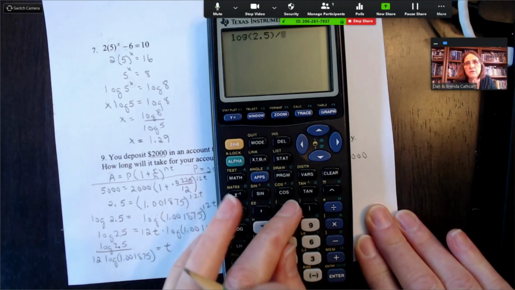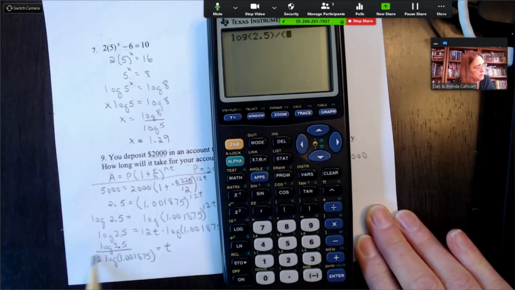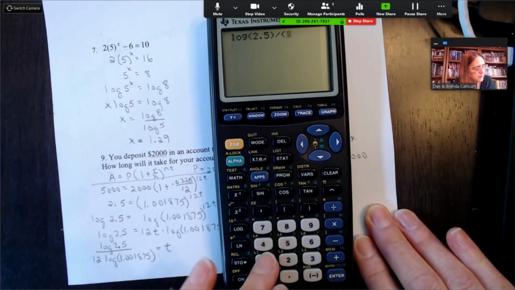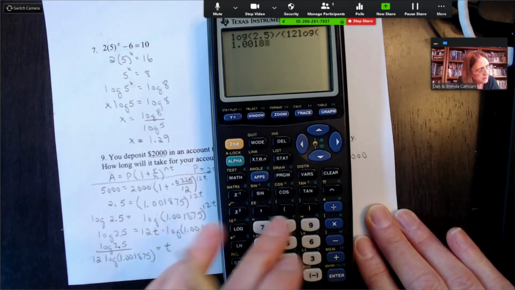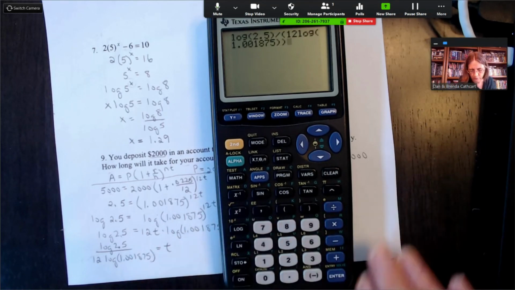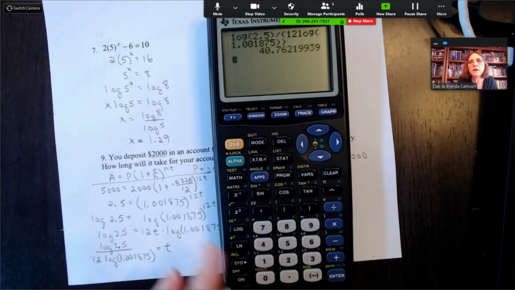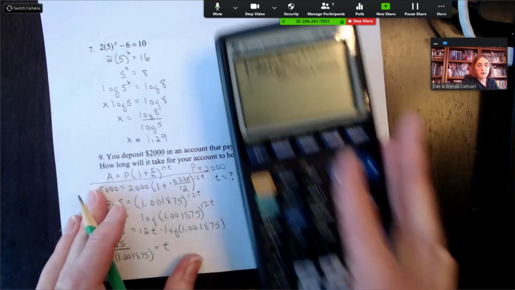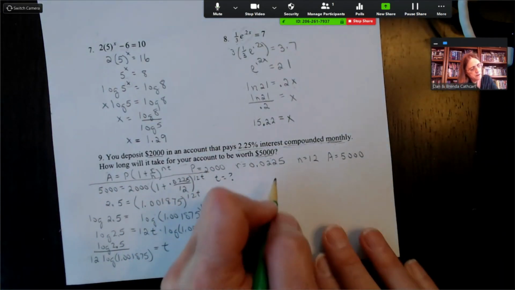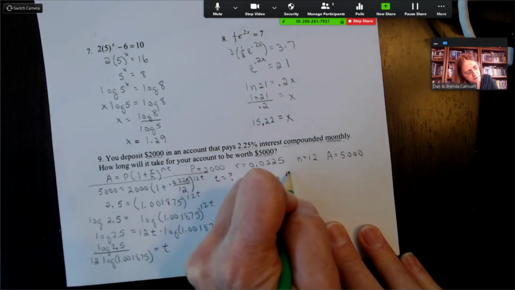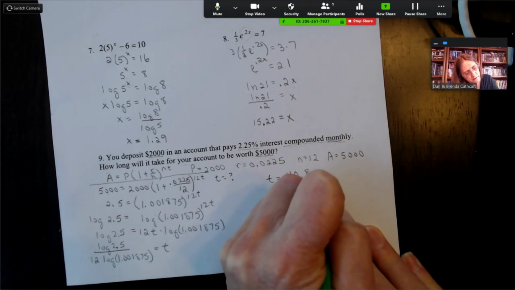Now, divide by the whole quantity. I want to divide by this entire thing. It must be in parentheses. So 12 log 1.001875. Close both parentheses. And we get an answer of 40.8 years. So t is equal to 40.8 years.